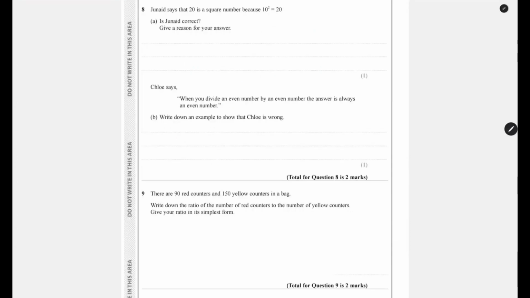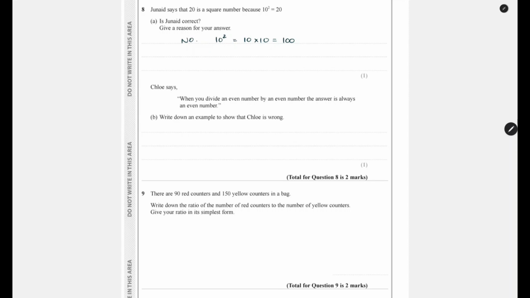Question 8 says, Junaid says that 20 is a square number because 10 squared is equal to 20. Is Junaid correct? Give a reason for your answer. Well, no, Junaid is not correct. And we can prove that by saying that 10 squared is not equal to 20, but that's 10 times 10, which is equal to 100.